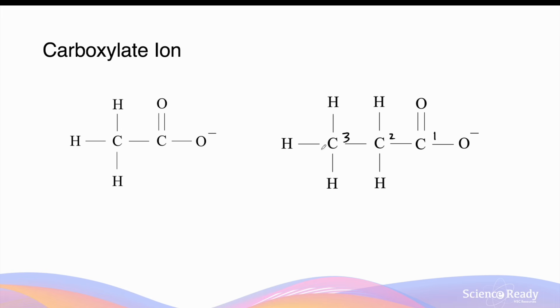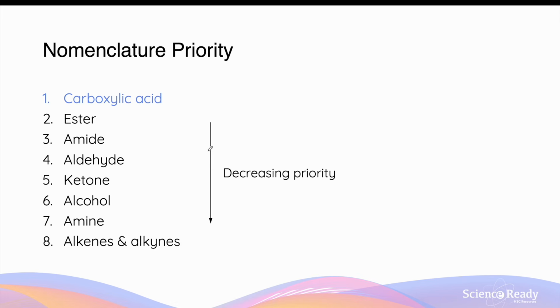There are 3 consecutive carbon atoms in this carboxylate ion, so the carboxylic acid used to produce it will be propanoic acid, and the name of the carboxylate ion will be propanoate. It is very useful to know and remember that carboxylic acid has the highest priority out of all organic functional groups, which means if there are any other functional groups present in a carboxylic acid, they will be denoted by the prefix, while the carboxylic acid will be denoted by the suffix.